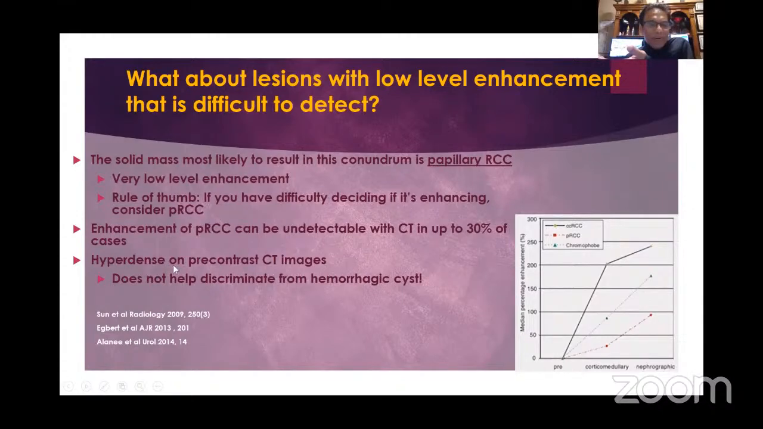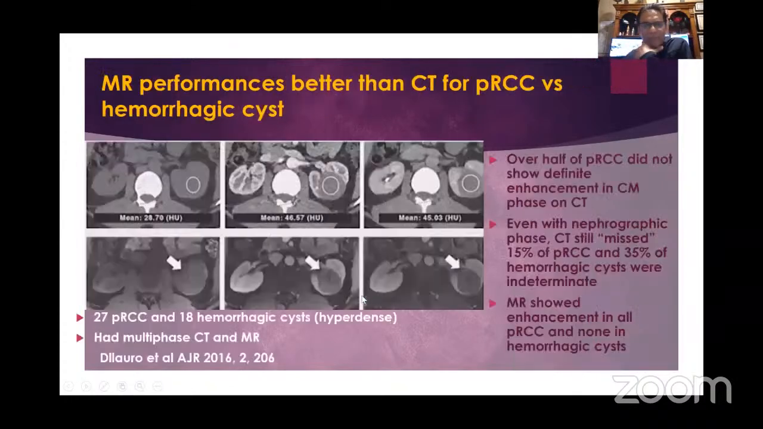These lesions tend to be hyperdense on pre-contrast CT, so it's difficult to measure the enhancement in many of these patients. This is a patient with what looks like a hemorrhagic cyst. On pre-contrast images, the density was around 28 Hounsfield units. Following IV contrast, on corticomedullary and nephrographic phase, there was enhancement of 16 to 17 Hounsfield units. So although the lesion size is pretty large, it was still indeterminate.